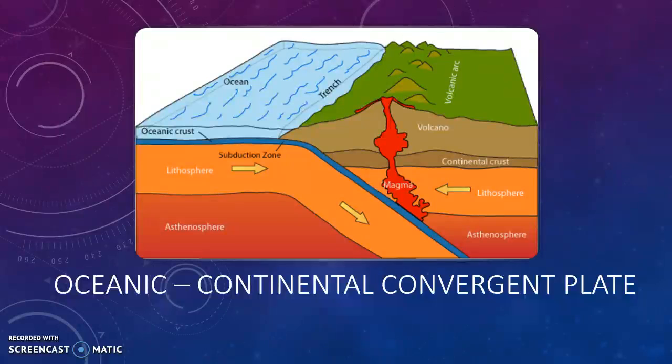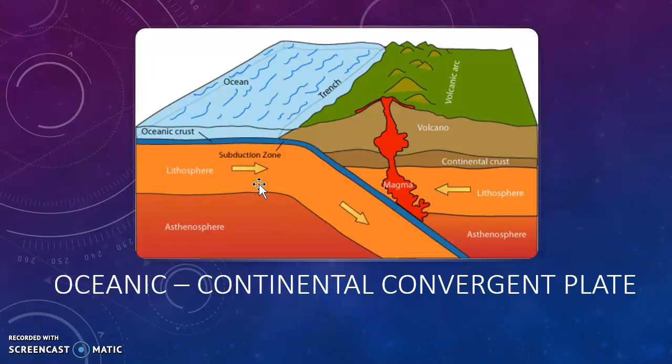Next, we will look at oceanic continental plate convergence. When an oceanic plate collides with a continental plate, the crust forming the oceanic plate gets bent downwards and pulled underneath the continental crust, as you can see in the image. This is also known as subduction. The zone at which this occurs is called the subduction zone, as noted in the image.